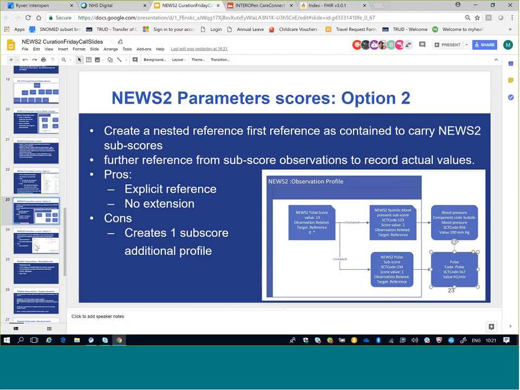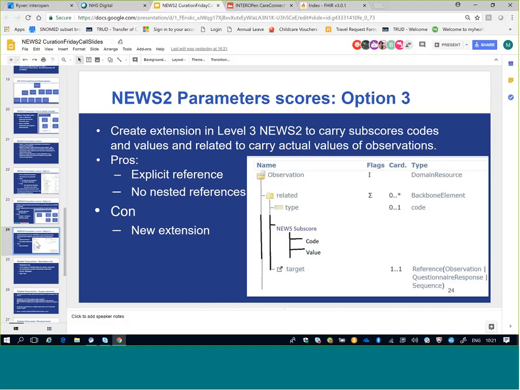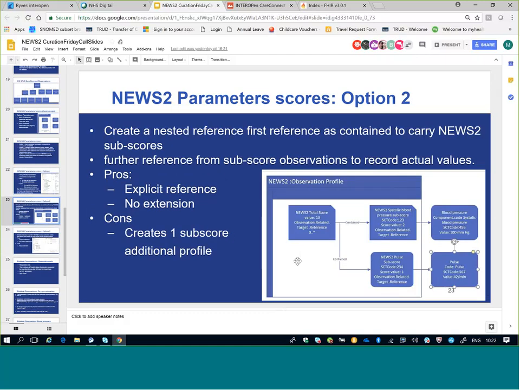And finally, the third option is the parameter scores, where we create an extension at the NEWS subscore level 3 and have a code-value pair. The code will carry the subscore of the pressure and the value would be 2. But the issue is that's a new extension, and the general principle is that we don't want to create extensions in international profiles unless we have to. So based on that, we are recommending option two for carrying subscores and linking them up, and that's the way it will look.